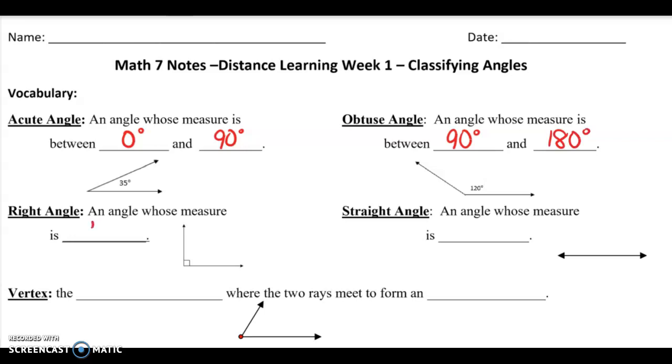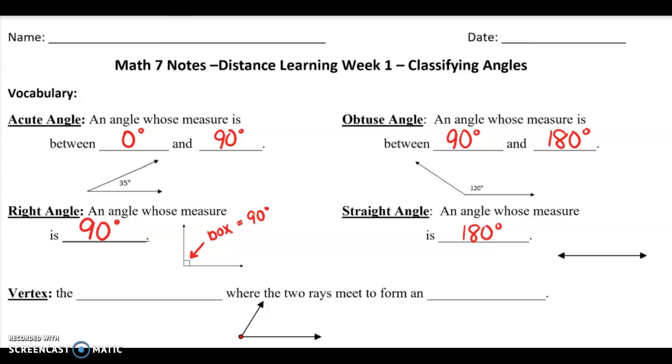A right angle is an angle whose measurement is exactly 90 degrees. Exactly, it has to be 90 degrees. And you can see that box there. That box is going to tell you that we've got 90 degrees. A straight angle is an angle whose measurement is exactly 180, and it has to form that straight line there.